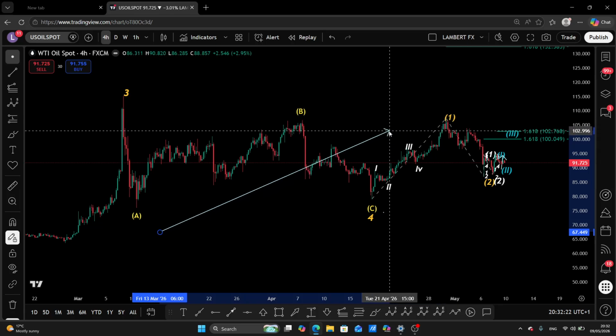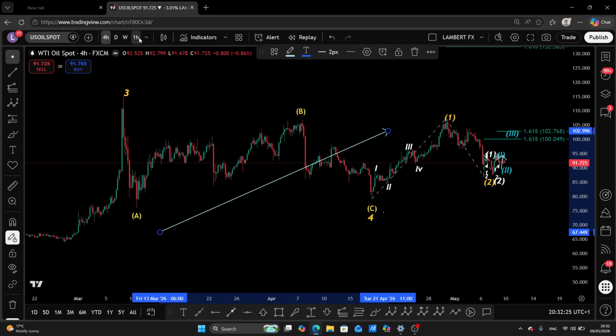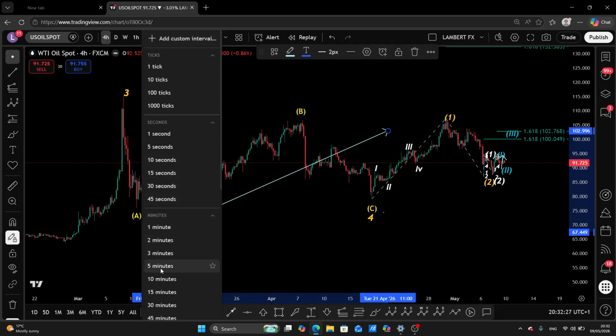impulse for 1. Okay, so what we'll do is we'll drop down to a lower time frame, like 15 minutes time frame.